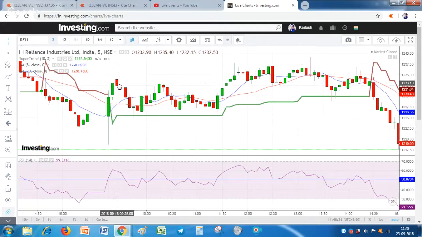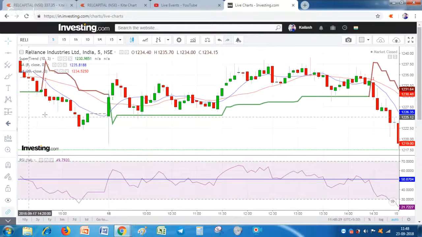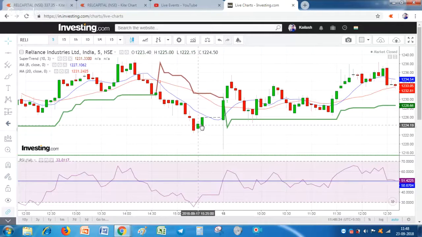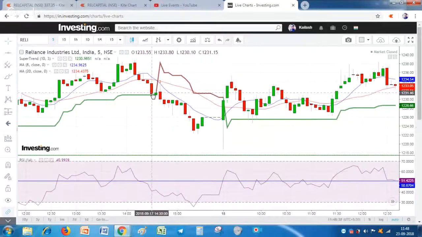But see, after 5 minutes, what happened? The stock started a downward trend, because previously it was in a downtrend actually. So we can consider the previous trend also. Previously the stock was in a downtrend. Remember that it's a 5 minutes time frame. For a few minutes the stock was in a downtrend, and the previous day it started a downward trend.